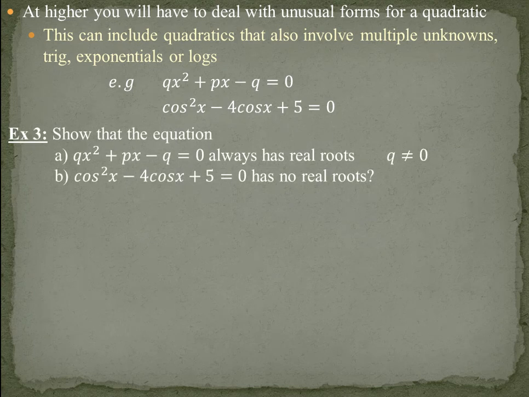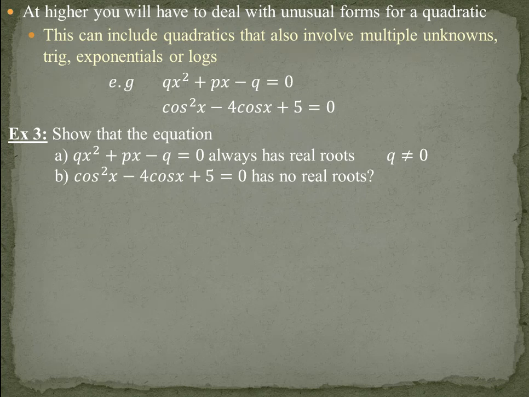So example 4. Show that the equation qx squared plus px minus q equals 0 always has real roots. The q not equal to 0 is purely a statement saying that q cannot be 0, because if it was 0, you don't have a quadratic, and therefore the rules of quadratics can't apply to it. So for there to be real roots, there's got to be an x squared term. So they're telling you it always has real roots.